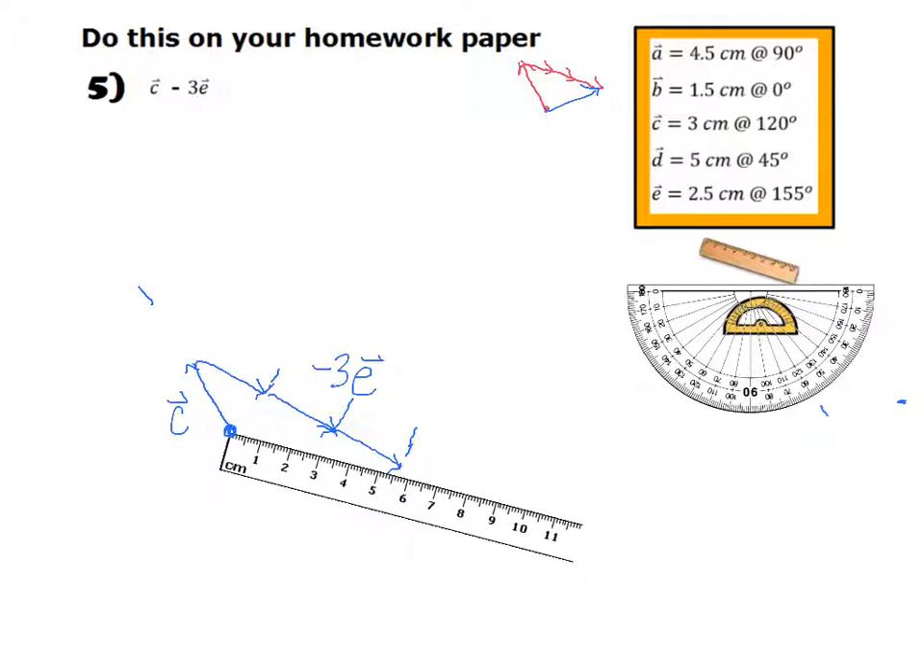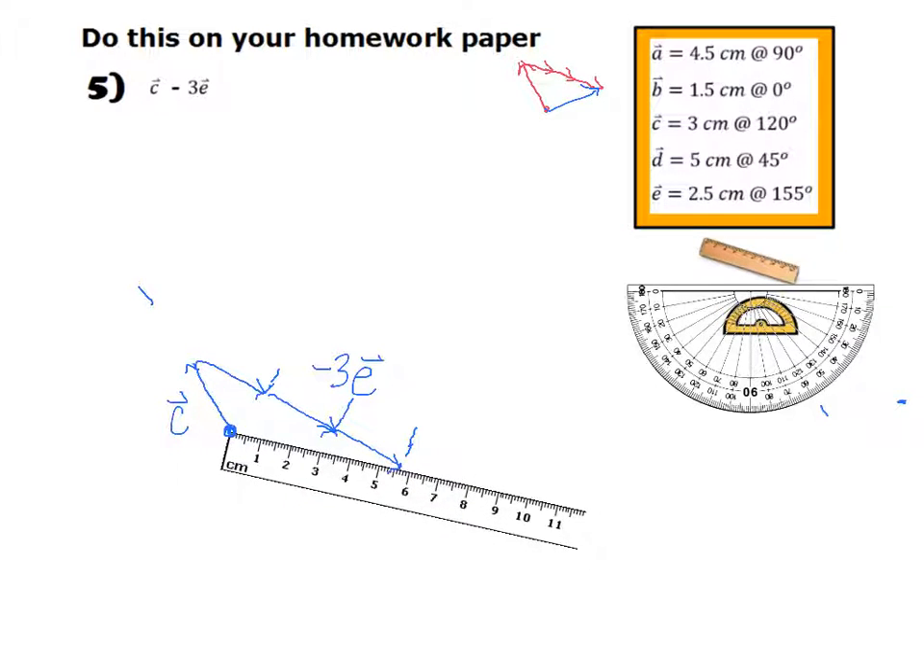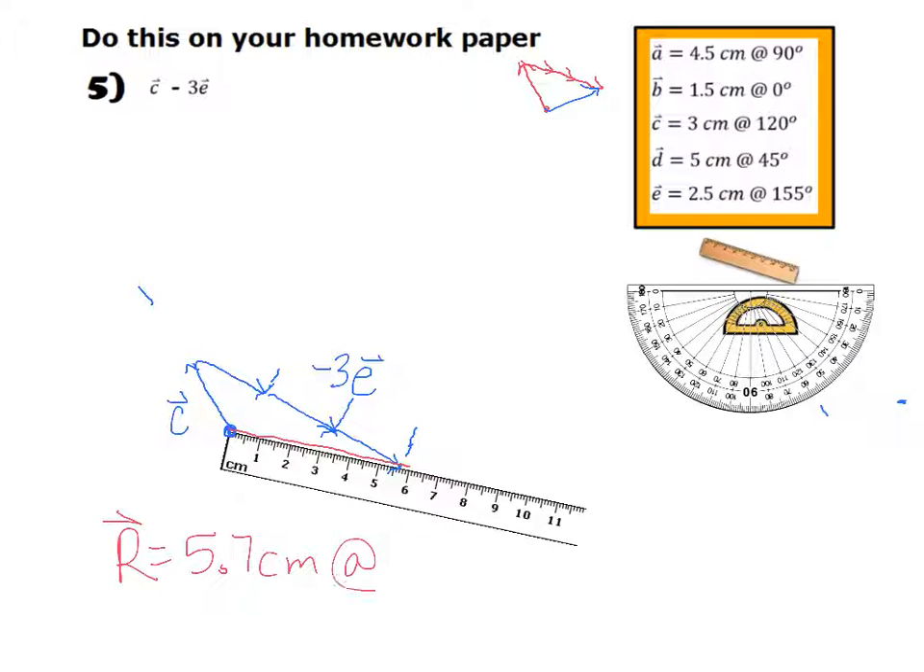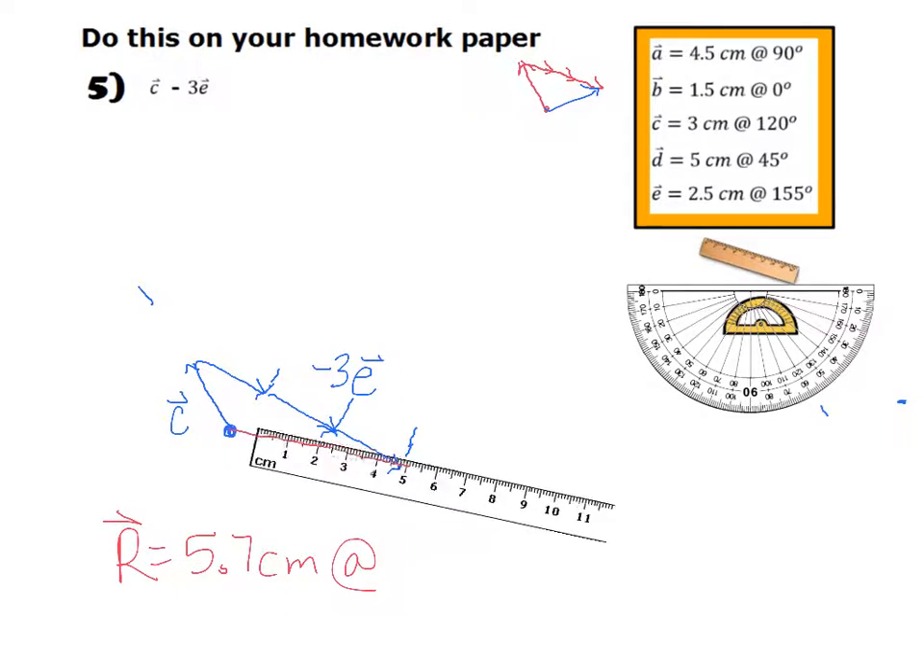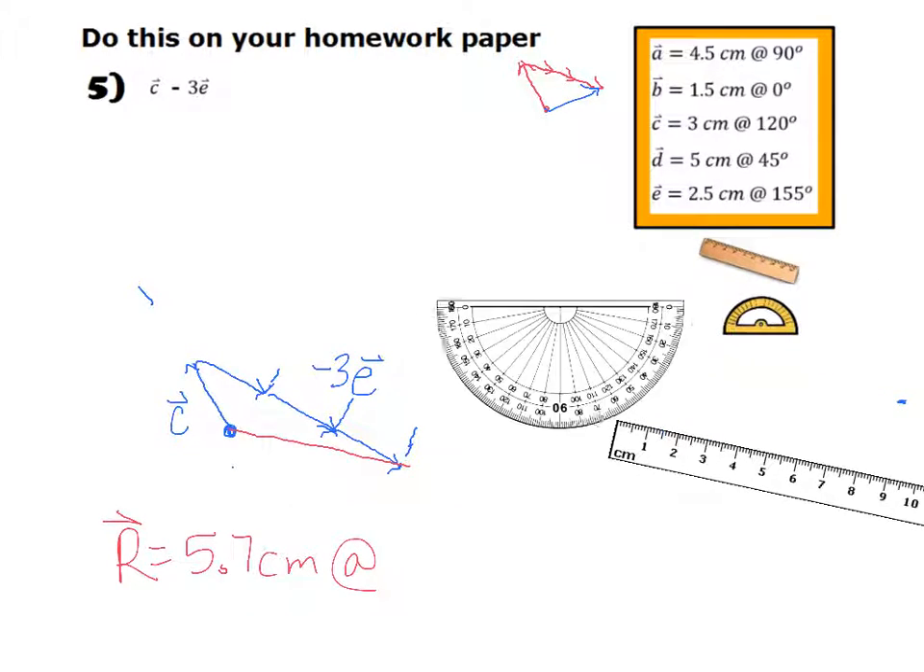Now, it looks like as you do that, you're going to draw the resultant. Again, I like to do it in a different color. I'm going to call it resultant R, and I have to look at where it ends. It looks like it ends at about 5 point, I'm going to go 5.7. So my resultant is 5.7 centimeters at, so get rid of this and let's go figure out what this angle is.